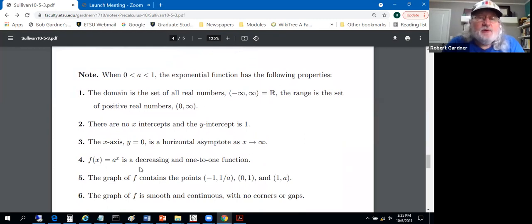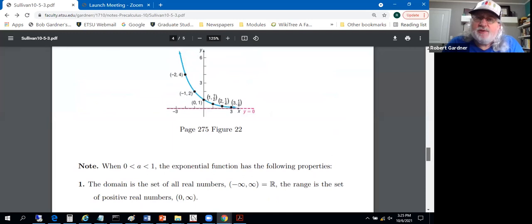That's part 4. It's a decreasing function. It's always going downhill when read from left to right. It's a one-to-one function. Satisfies the horizontal line test. Any horizontal line will intersect it in at most one point. Exactly one point if that horizontal line is above the x-axis. If that horizontal line is the x-axis or below it, it doesn't intersect it at all.